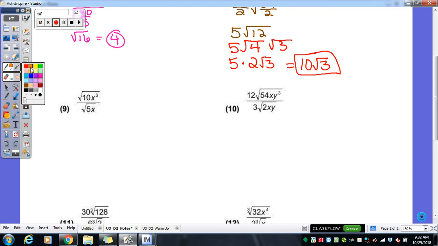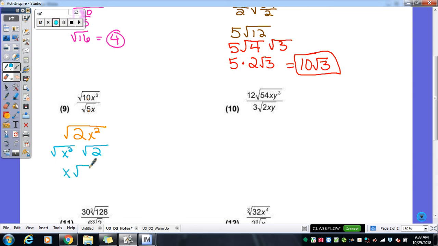All right, number 9. Again, our coefficients are 1, so 1 divided by 1 just gives us 1. Let's divide our numbers underneath. 10 divided by 5 is 2. X cubed divided by x to the first would be x squared. So when we simplify this, our only perfect square there is the x squared. 2 is not a perfect square. Other than 1, there is no perfect square that goes into 2, so we don't separate it with a 1. So this becomes x radical 2 as our final answer.